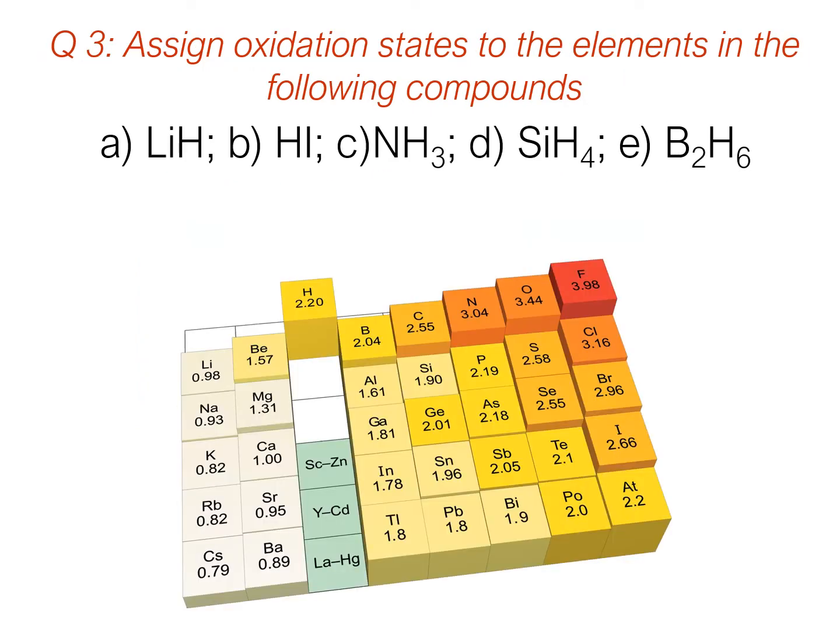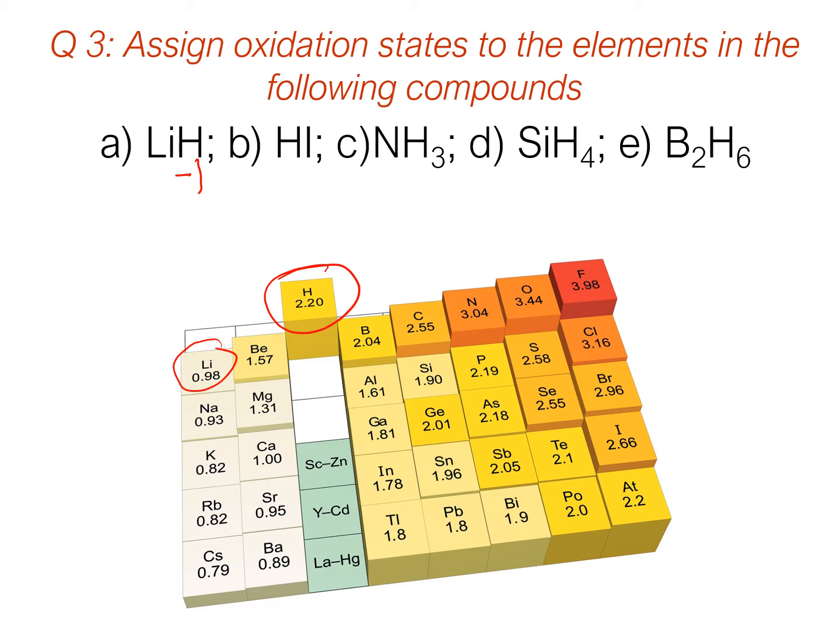Question 3 gave us 5 compounds and asked us to assign the oxidation state for each of the elements in all of the compounds. So let's start by doing the hydrogen in each of them, because this is the easiest way to start. Now we know hydrogen can either be +1 or -1 oxidation state, and that just depends on whether the thing it's bonded to is more or less electronegative than hydrogen itself. So you see hydrogen itself is here with an electronegativity of 2.2, while lithium is only 0.98. Therefore, where hydrogen's more electronegative, it's going to be in the -1 oxidation state.